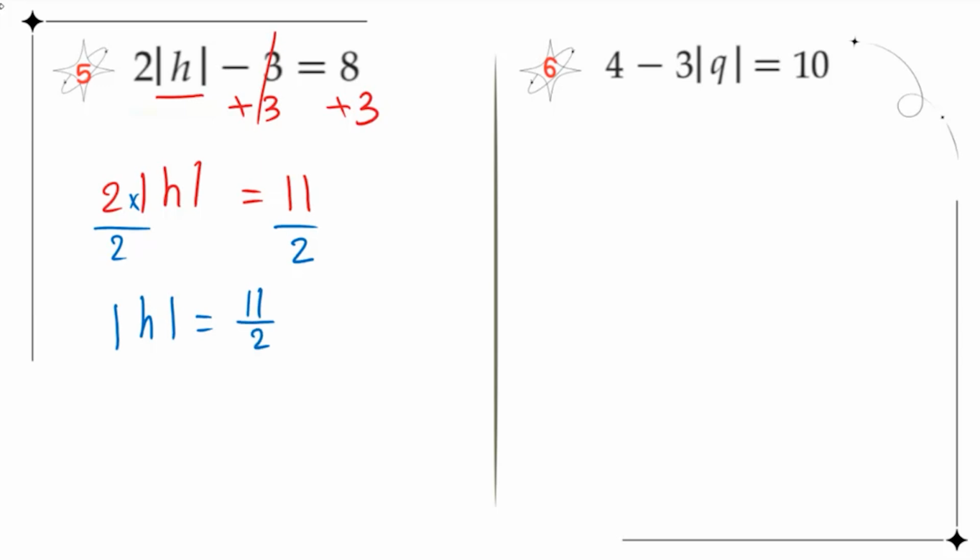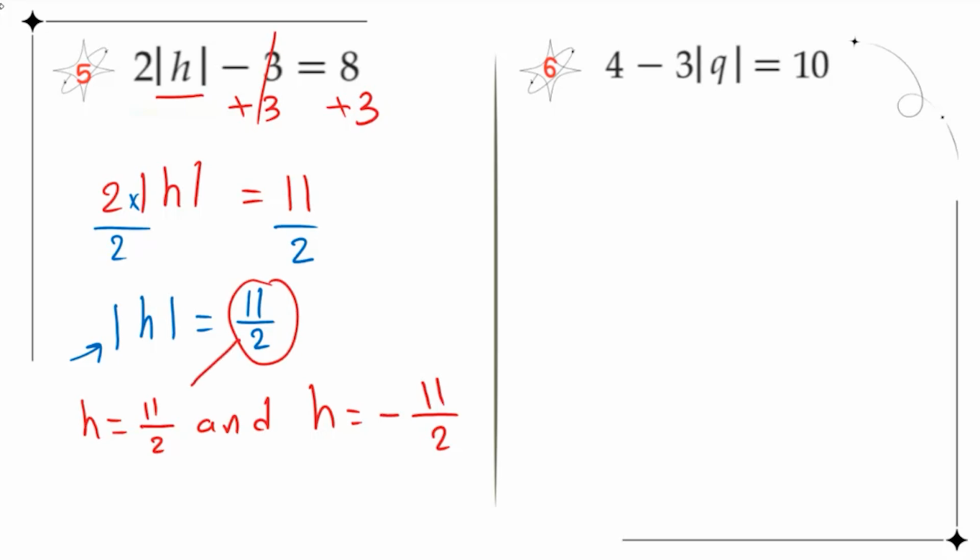Now, how can we cancel absolute? In this case, we should make it h equals positive 11 over 2 and h equals negative 11 over 2. Then again, to cancel absolute value, you put the number outside on the other side, one positive and one negative.